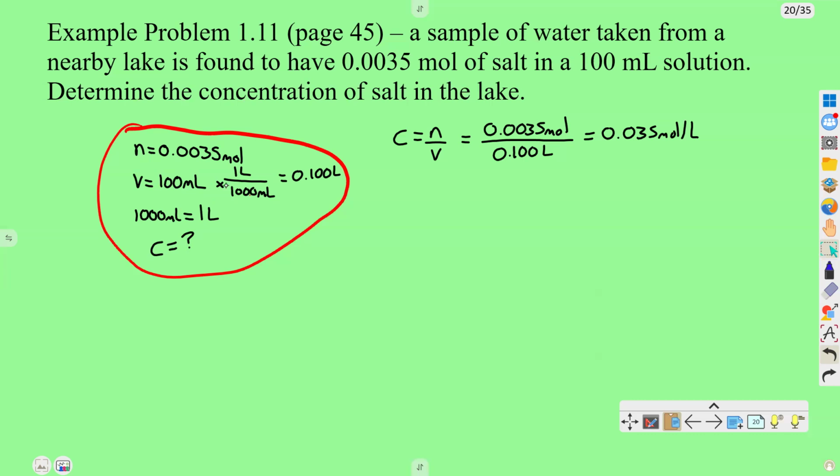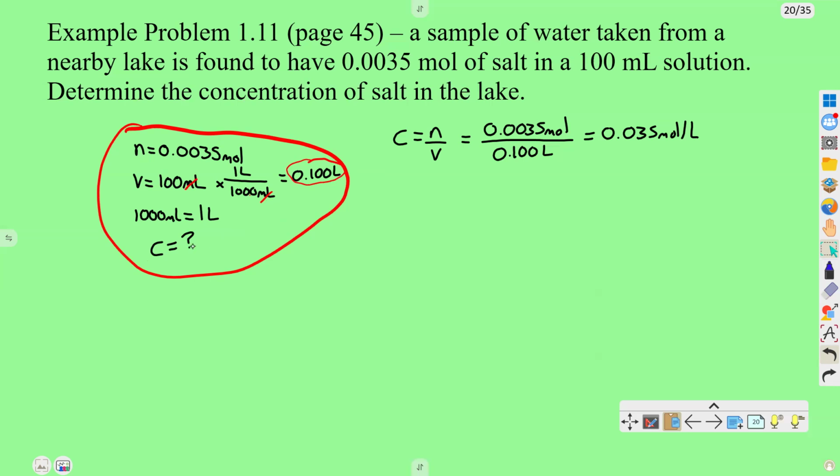So we take that 1 liter divided by 1,000 milliliters, multiplied by our 100 milliliters to get 0.100 liters. You see how the milliliters here are canceling each other out. So you can do that in this part of the formula where you're basically putting your unit conversions here, and then your final value we would leave here.